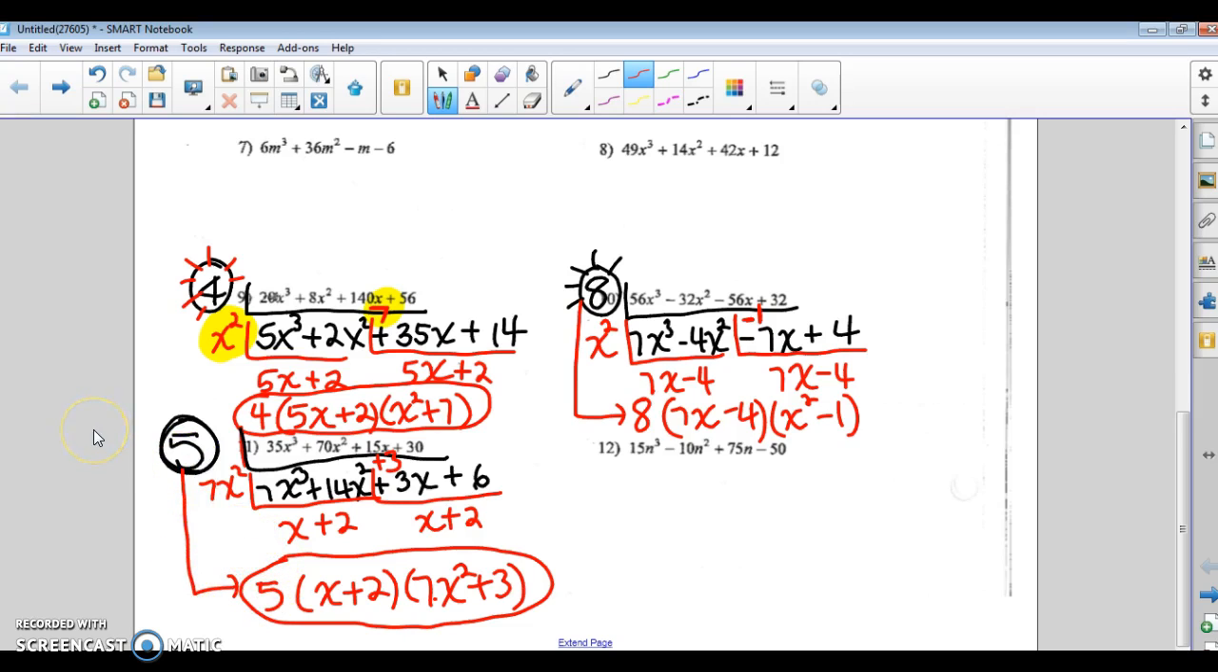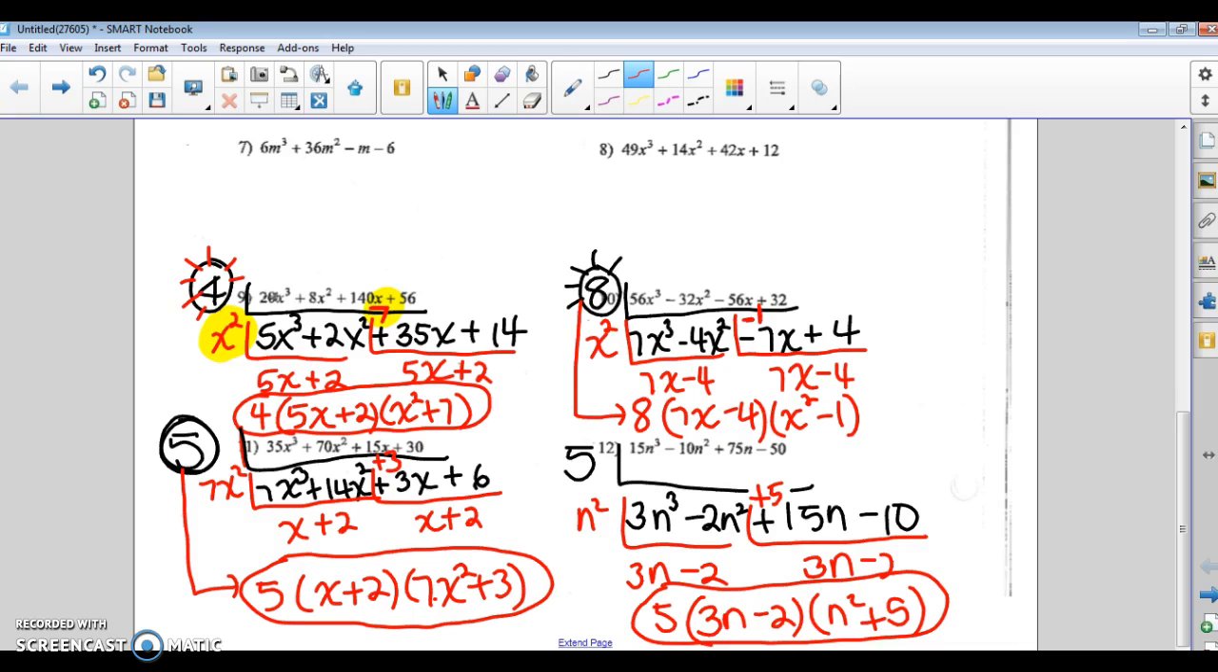All right, now I want you guys to pause the video and try number 12 by yourself. The first thing you need to do is check for GCF. Once you're done, then do the grouping. Now pause the video. Okay, so your answer should be 5, 3n minus 2, n squared plus 5. So I factored out the greatest common factor of 5. Then I did the grouping of these two. Once I finished that, 3n minus 2, 3n minus 2, matching binomial. I bring that down and bring down the leftover, n squared plus 5, and then bring down the greatest common monomial factor.